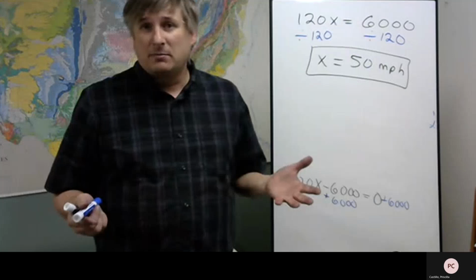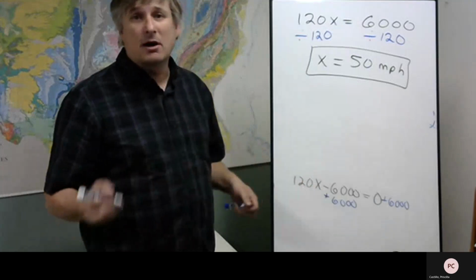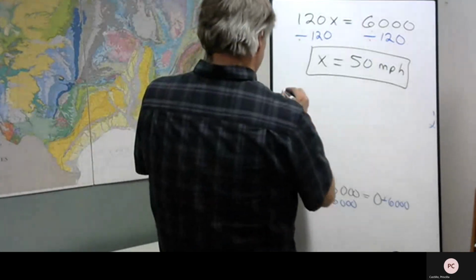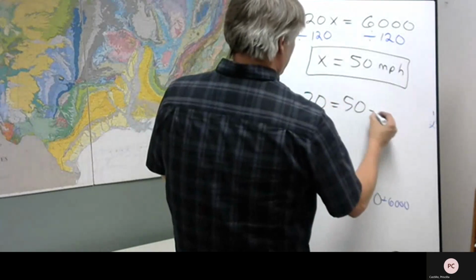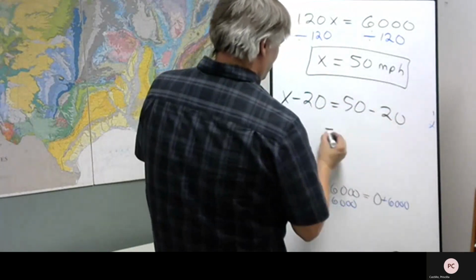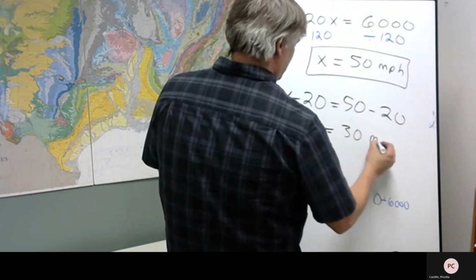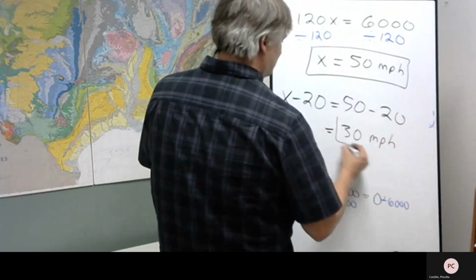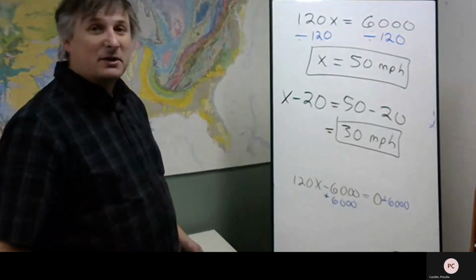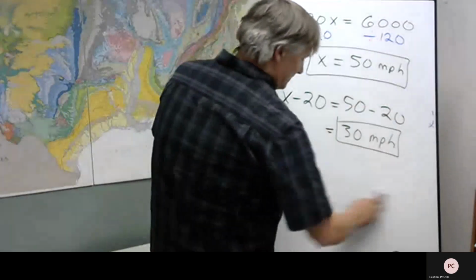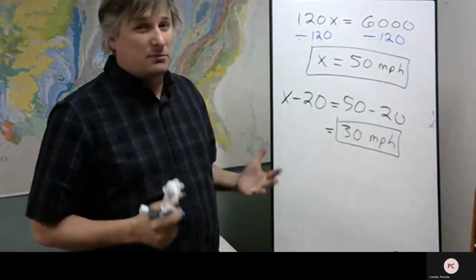Now, we still need the rate for the bus. The bus is 20 miles per hour slower. So x minus 20 will be 50 minus 20, or 30 miles per hour. And that's going to be our answer. So that's the motion problem.